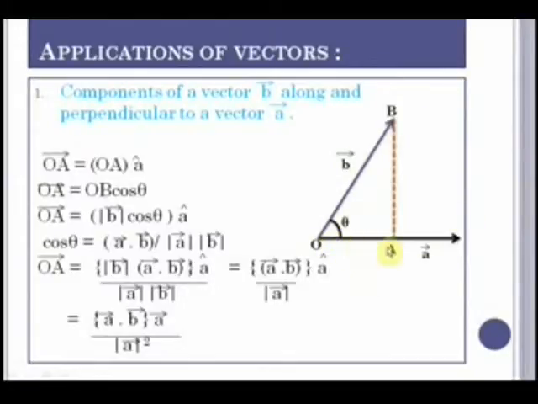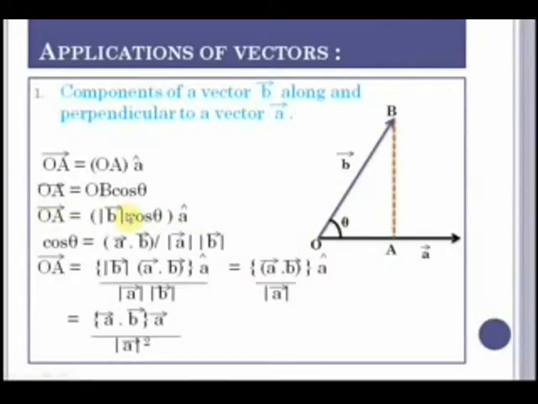Consider this figure. This is vector A and OB represents vector B. Now the vector OA would be equal to the length of vector OA times a unit vector along the direction of A. Now OA is nothing but OB cos theta. If we consider this triangle, the length of OB cos theta would be equal to OA, and hence vector OA would be equal to OB cos theta into the unit vector A. Now OB is nothing but the magnitude of vector B. So the vector OA would be equal to modulus of vector B into cos theta times a unit vector along A. This is the expression for the vector OA.